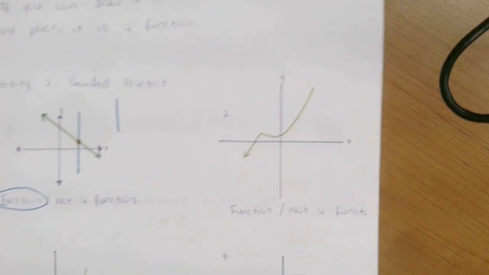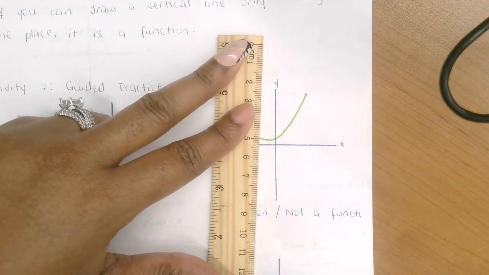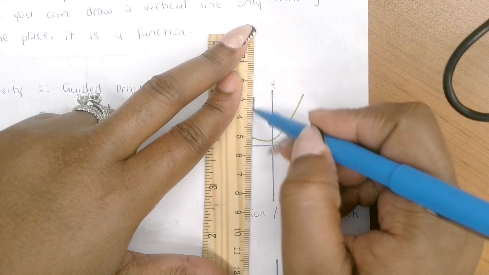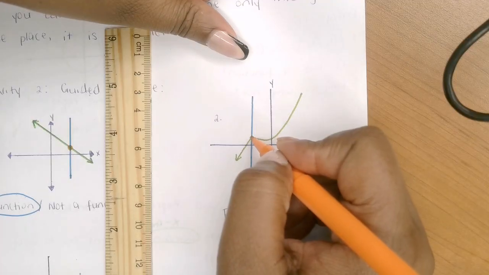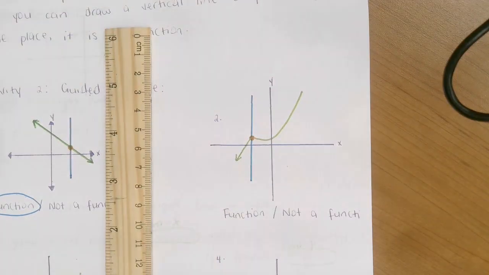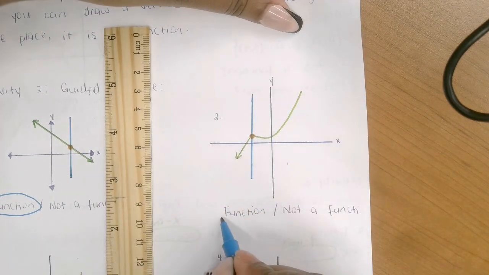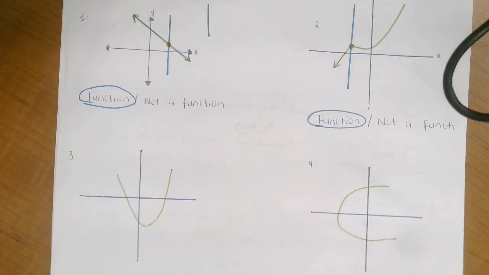Let's do number 2. So again, the green line is my graph. Choose any side that I want to draw my line through. I'll choose the left this time. My blue line intersects the green line or the graph right here. So where my orange line is, that is where the point intersects, and it only passed through one point, so it is a function. Okay.